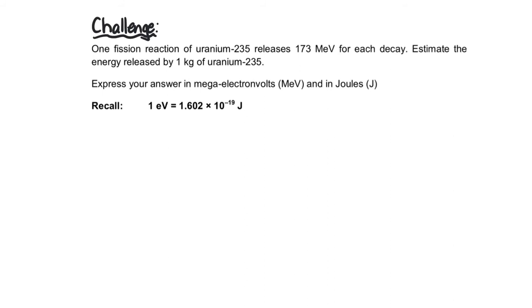And I'm going to give you a hint. You're going to need stoichiometry from chemistry. So you're going to need to look at the molar mass of uranium-235. You're going to have to look at the number of moles of uranium in 1 kilogram, and then work from there onwards. So give that a go.